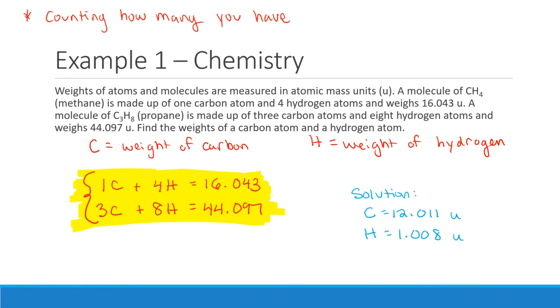So are there any questions on this first example, maybe how I came up with the system, anything related to this first example?